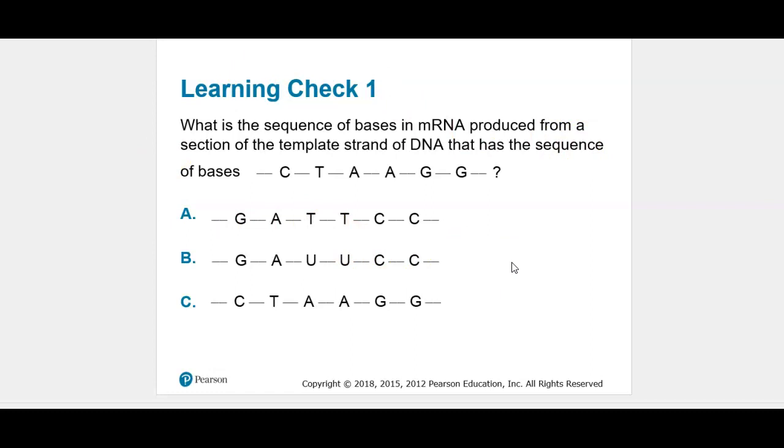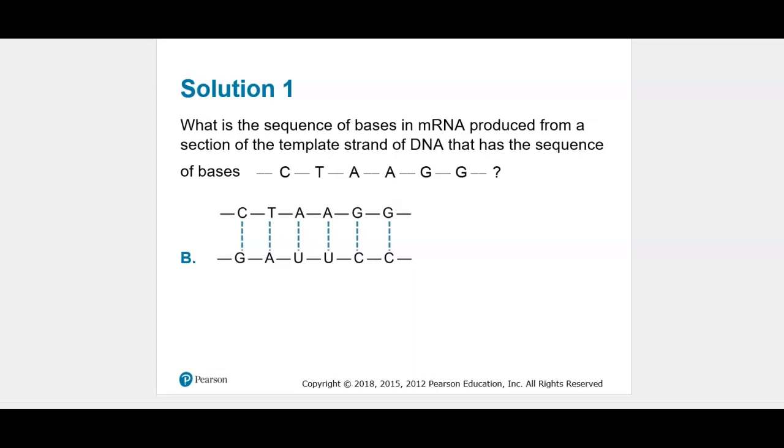Cytosine, what does it pair with? It pairs with guanine. Thymine pairs with adenine. Okay, the thymine in the DNA is going to correspond to an adenine, so that isn't going to be a problem. Adenine in the DNA, which pairs with thymine in DNA, is going to pair with uracil in RNA, and there are 2 of these, so it's GAUU, and then the guanine is going to pair with cytosine. So you see that B is definitely going to be the correct answer. And there you have it.